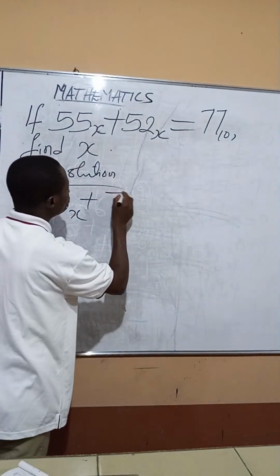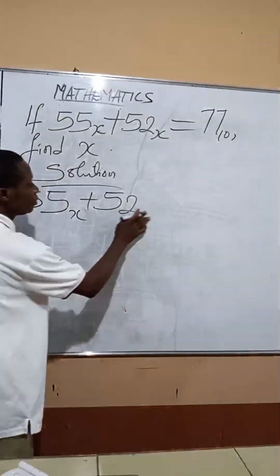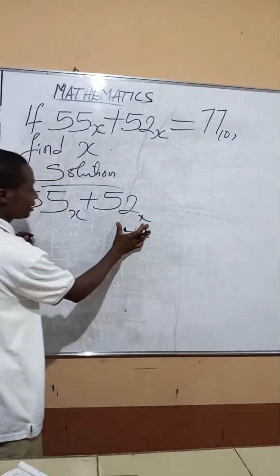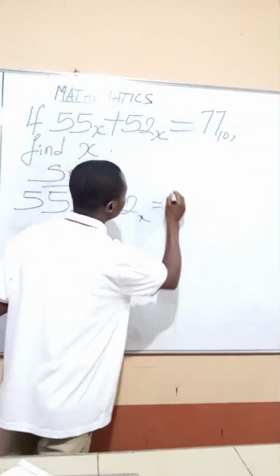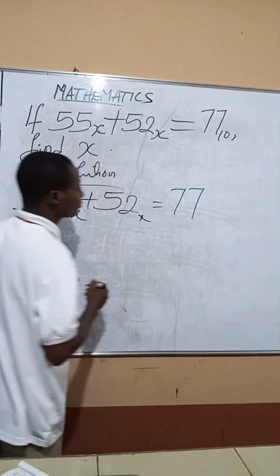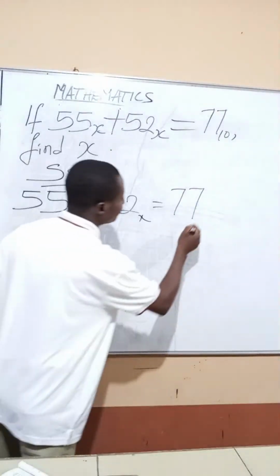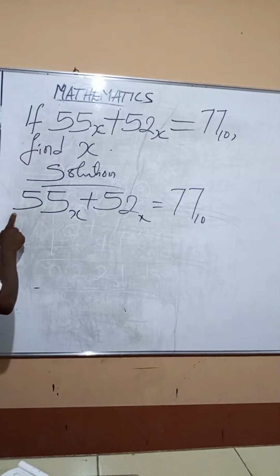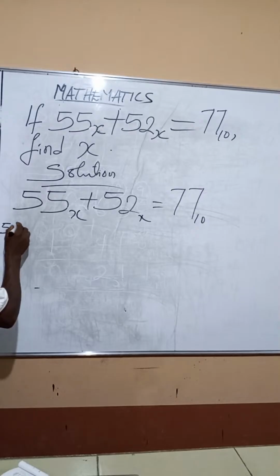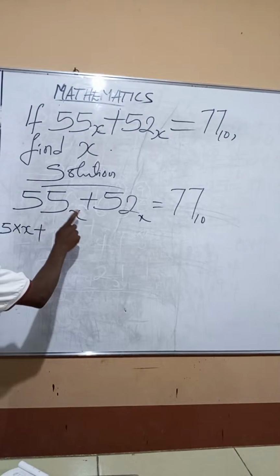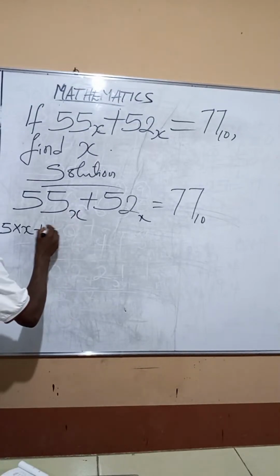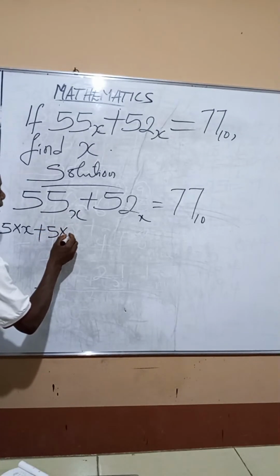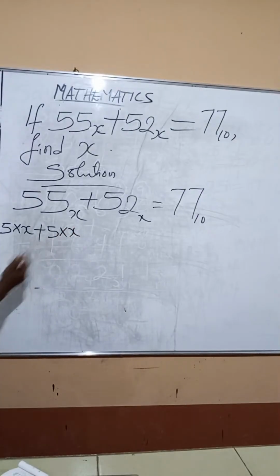Then this is 52 to the base of x, equals 77 to the base of 10. You can see it. So let's expand. This is 5 times x. Remember, that's how we are going to write it. 5 times x, then plus, this is 5 times x again. We are going to repeat the same thing here, 5 times x here.